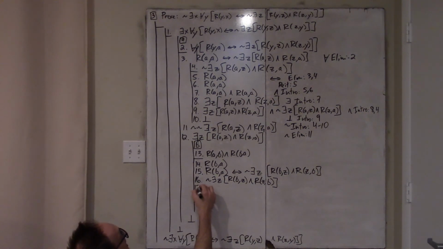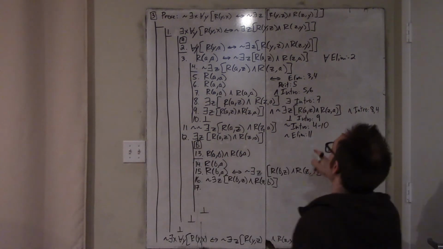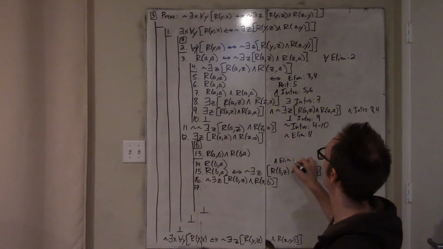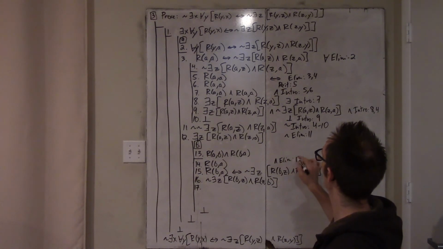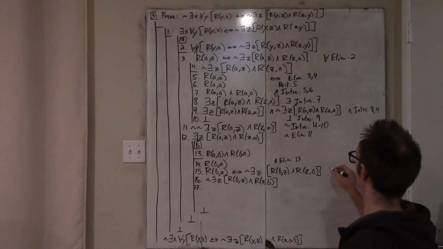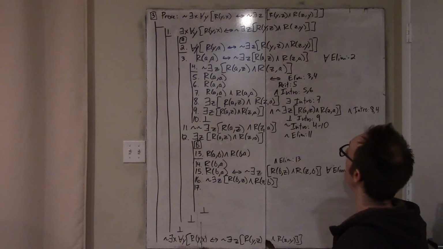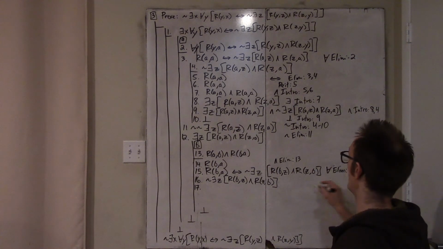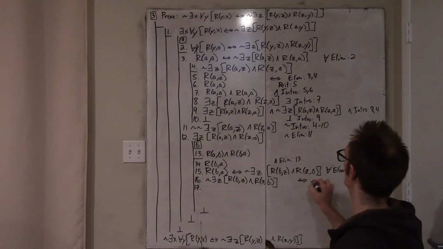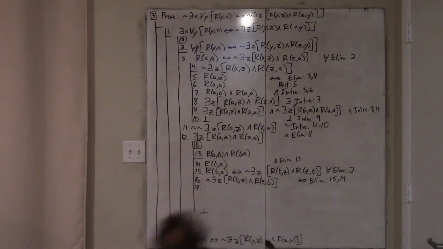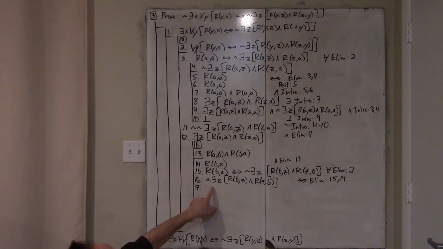I think I want to notate as I go. So what is this? This just came from and elim 13. This proof's kind of hard. And elim 13. This is universal elim 2. This is biconditional elim 15 and 14. Okay, so where is the contradiction coming from? The contradiction is coming from the combination of line 13 and 16.